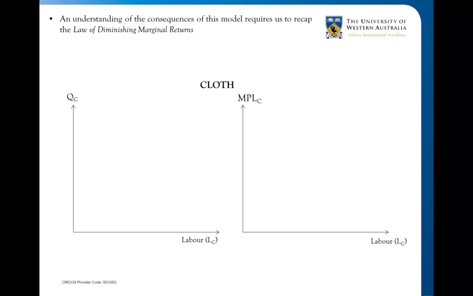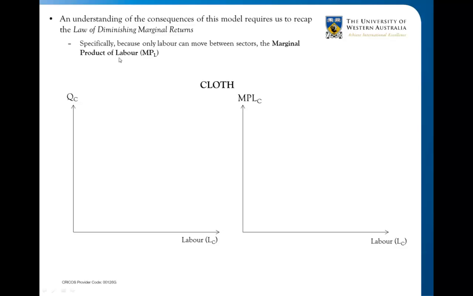In order to understand this, we're going to take a few steps back, almost to first year, and recap the law of diminishing marginal returns, because we're going to use the marginal product of the variable factor quite a bit in this topic. On the left-hand side, I've got a production function. On the right-hand side, we're going to look at how that translates into the marginal product of labour.